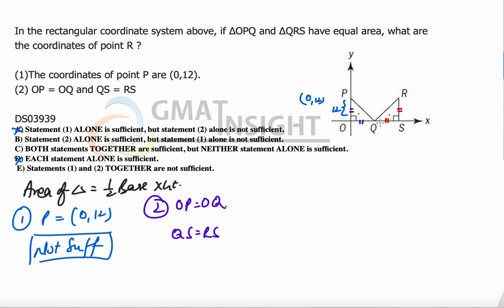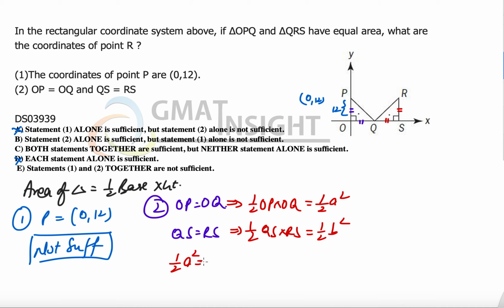So that leaves us with one great understanding, because the area of this triangle is half of OP multiplied by OQ, and the area of this triangle is half of QS multiplied by RS. So if I call them A each, then this is half of A square, and the area of the other triangle is half of B square. And we also know that half of A square is equal to half of B square, which means A is equal to B, which means all these lengths are equal. However, we do not know the coordinate of anything, nor do we know the area of any triangle. Therefore, the second statement is clearly not sufficient.